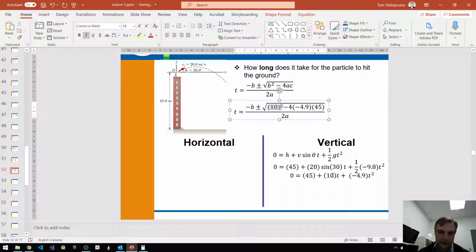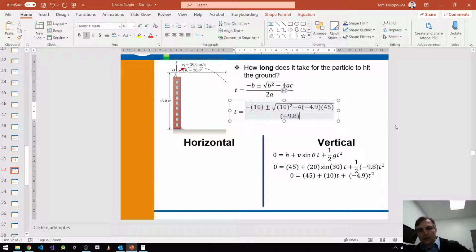And then finally, this would be negative 10. So negative 10 plus or minus the square root of 10 squared minus 4ac, over 2a. And 2a, of course, would be 2 times negative 4.9. We want a negative number on the bottom, otherwise this negative 4.9 is going to bury us into time travel, which we don't want. So this would be negative 9.8 when we figure it out. Are you with me? Because this is where we have to start, my friends.